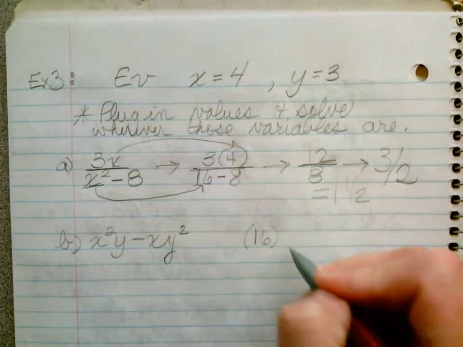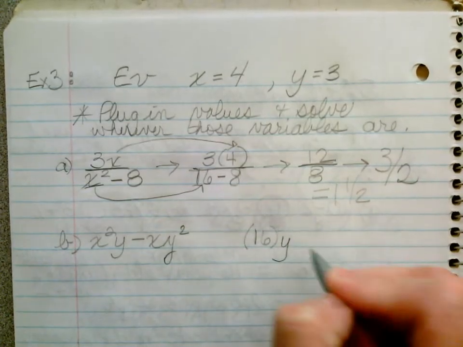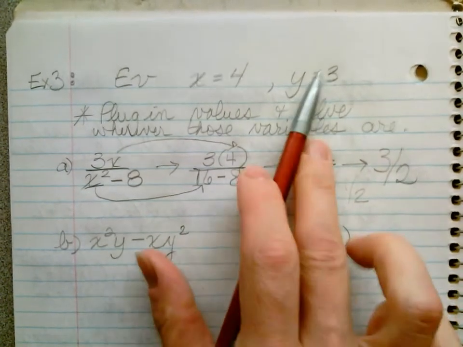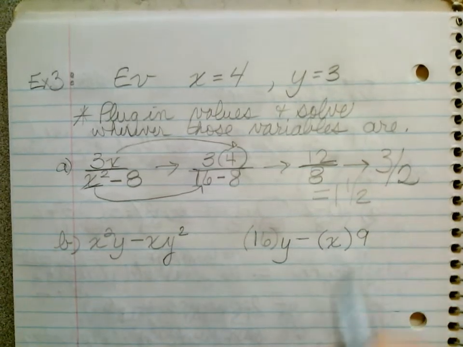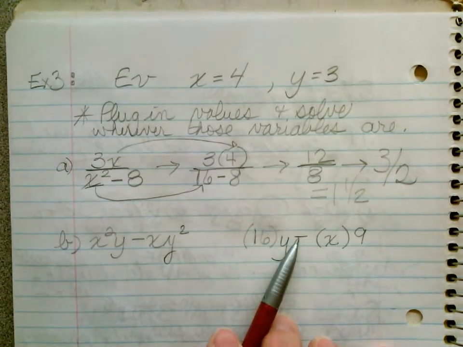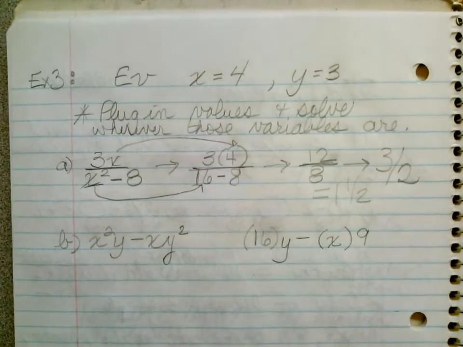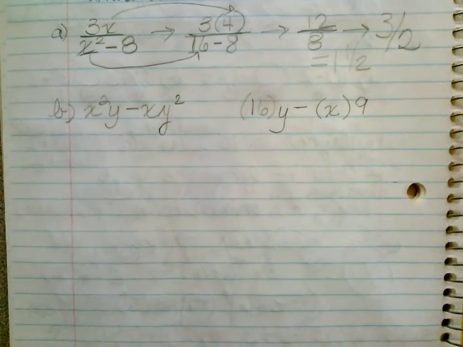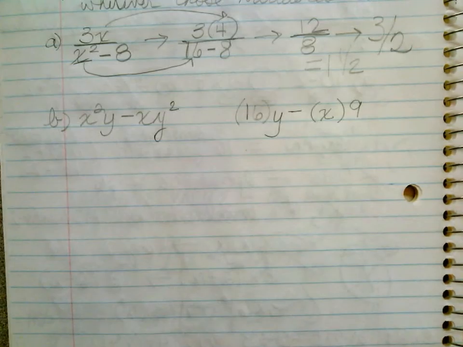16 times, and if I wanted to be super slow about it, I can go like this. Y squared, which is 9. Okay, the product of 16 and y minus the product of 9 and x. I'm sure most of you would do it all in one fell swoop. And for the most part, that's fine as long as you don't make an error.